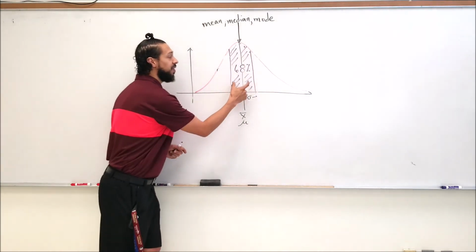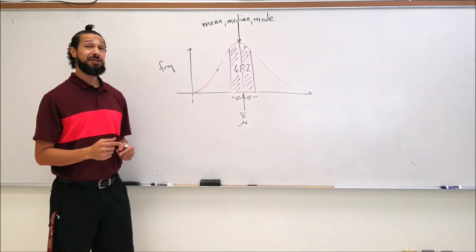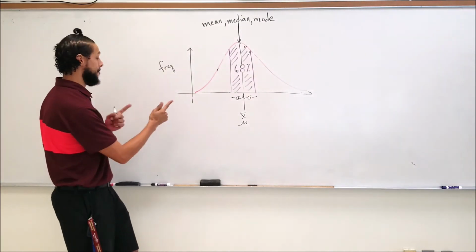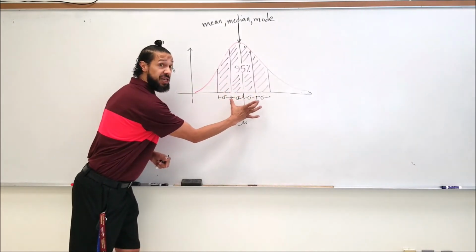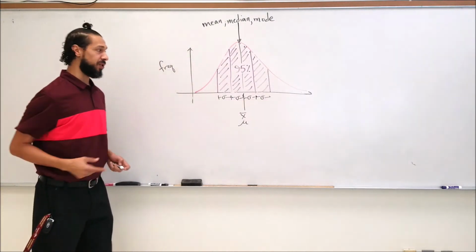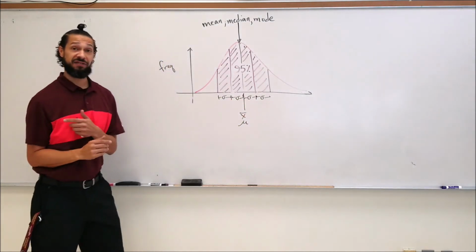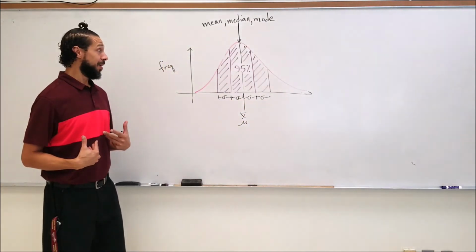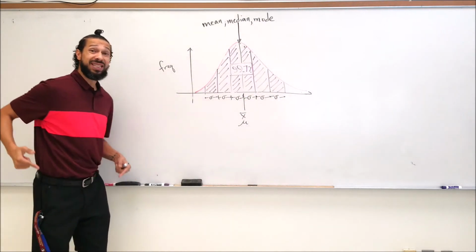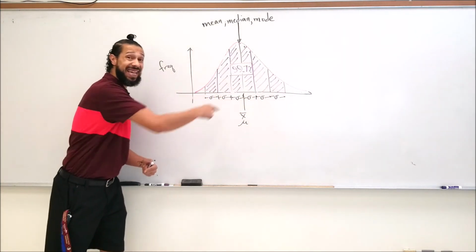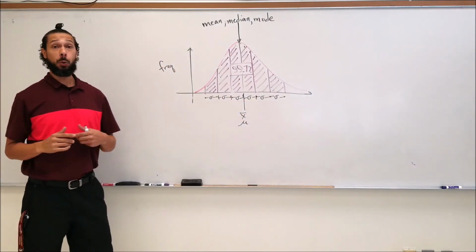And remember how this 68% takes up two sections of my normal distribution curve. Okay, so there's a 68% rule. Now, as it turns out, 68% of my data is within one standard deviation on each side. 95% of my data values will be within two standard deviations of my mean. And likewise, 99.7% of my data will fall in between three standard deviations within the mean.